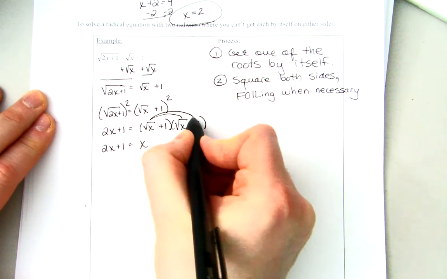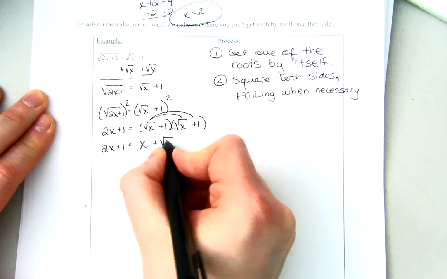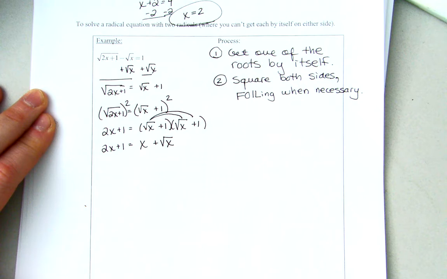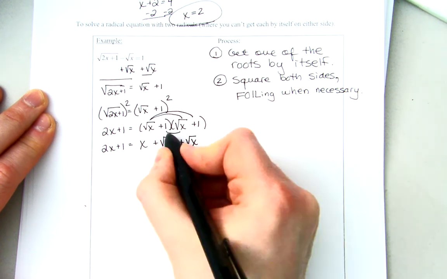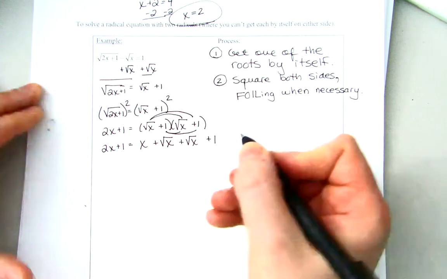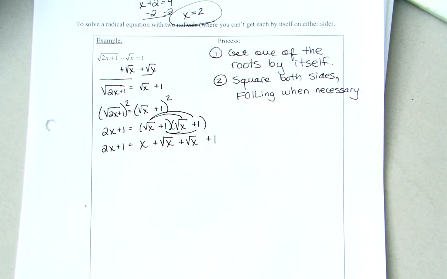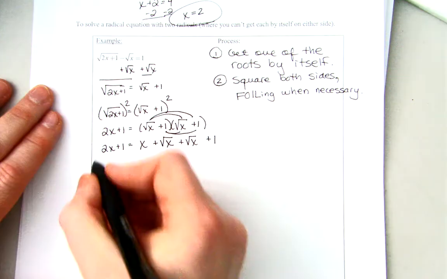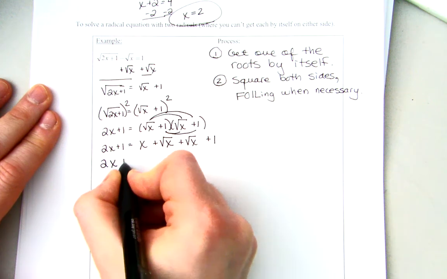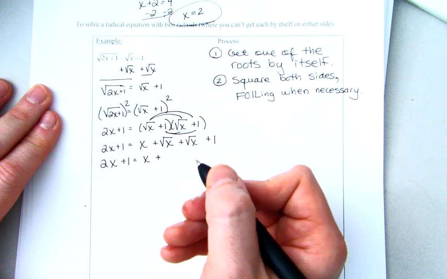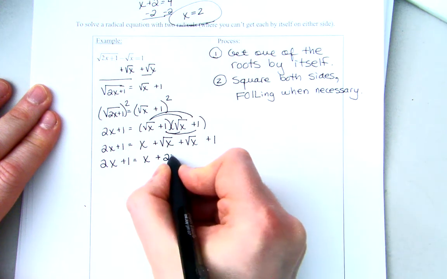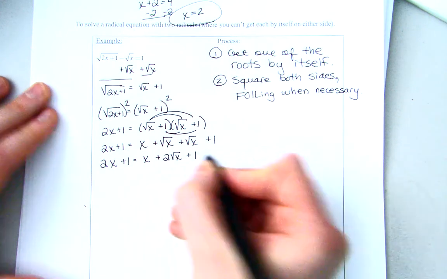Next, square root of x times 1 gives me the square root of x. 1 times the square root of x gives me another square root of x. And 1 times 1 gives me 1. When we're done with this, I should combine like terms on that side. So I'm going to get 2x plus 1 equals x plus 2 root x plus 1.